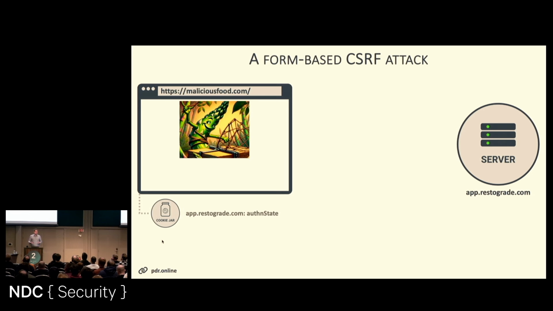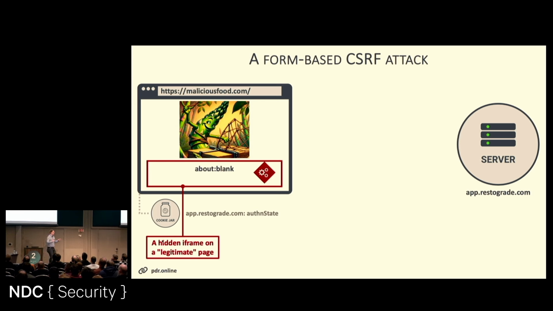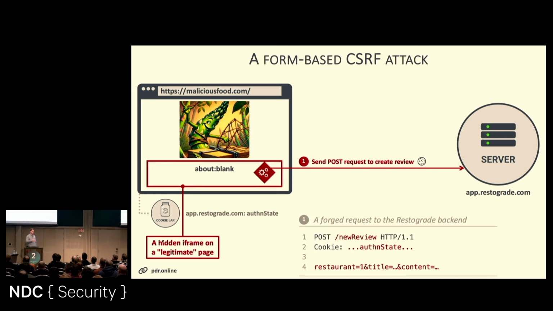Malicious food doesn't really look malicious. It just shows you some stuff, but behind the scenes, it has malicious behavior. Behind the scenes, the attacker is loading a hidden iframe, and in that hidden iframe, the attacker is creating a form, and the form will point to app.restaurant.com, and the attacker will automatically submit that hidden form, and it will trigger a request to our target application from your browser.